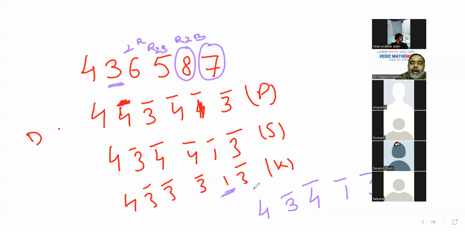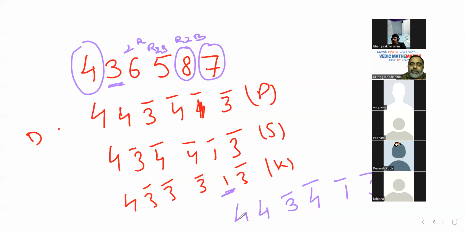You have to go back to, sorry, 1. Once you have applied R2A, you have to go back to rule number 1. And rule 1 says the number is already less than 5, so let it remain the same. Okay, we'll practice, don't worry.